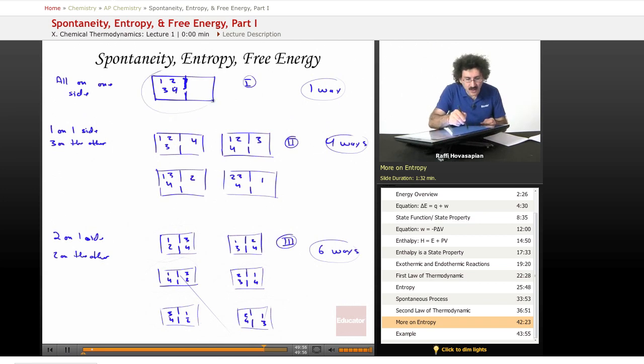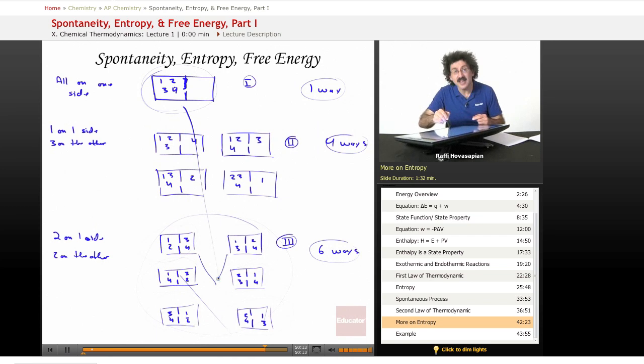This is a highly ordered system. It has a very low entropy. This is a highly disordered system. It has a high entropy. The system tends toward the series of states that have a higher entropy. That's why it goes this way naturally.